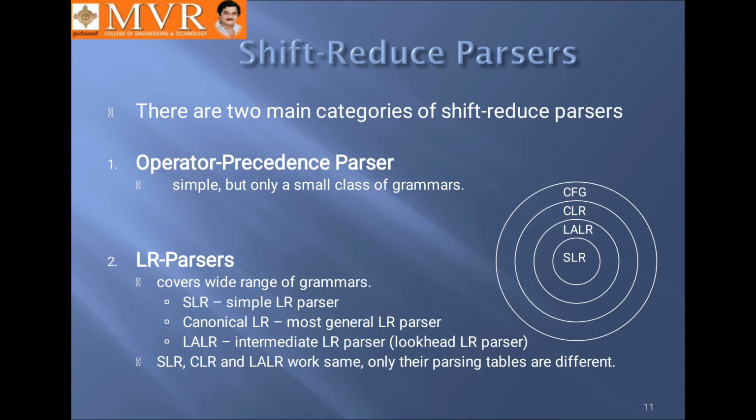Shift reduce parser, you are seeing on the screen. There are 2 main categories in shift reduce parser. Operator precedence parser is very simple but covers only a small class of grammars. LR parser covers a wide range of grammar.